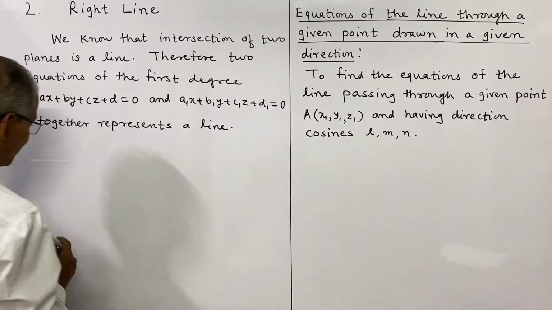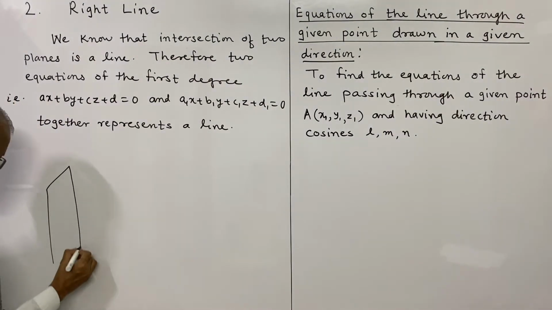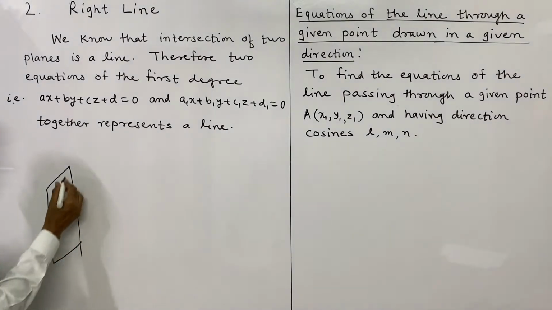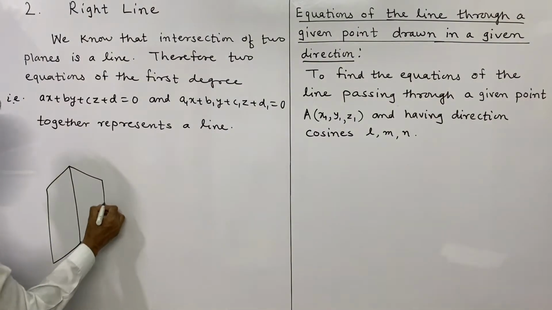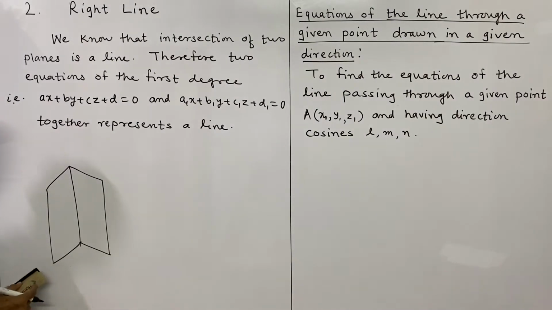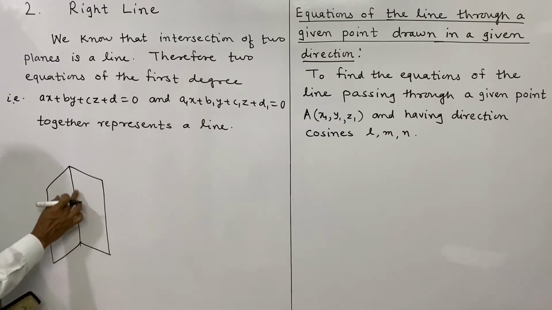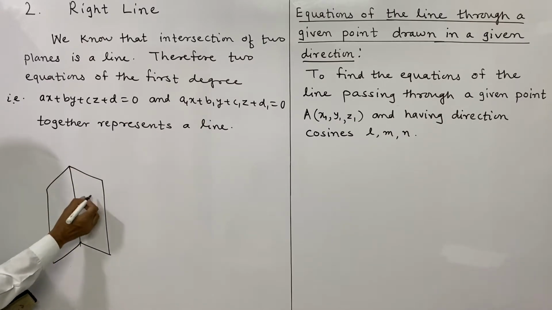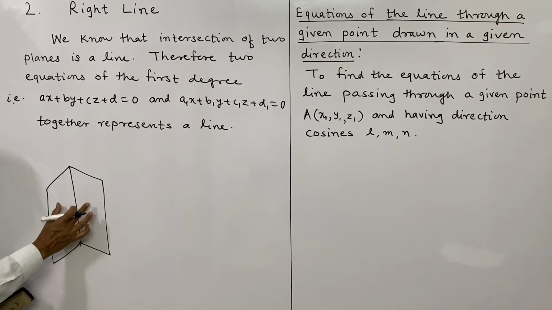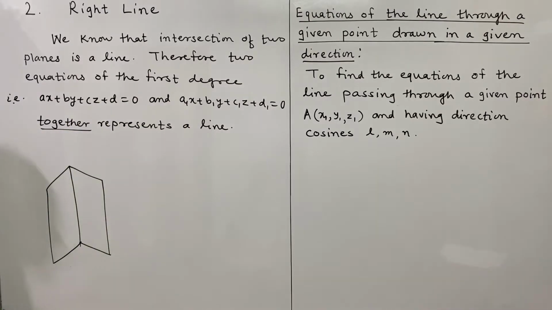So this can be seen that if this is one plane and the second can be considered as this one, the intersection of these two planes is this line, and therefore a line can be represented as the equations of two planes together. These two planes together represent a line.